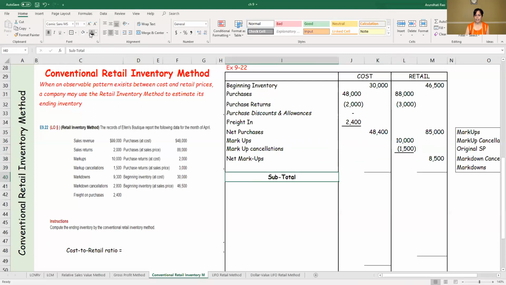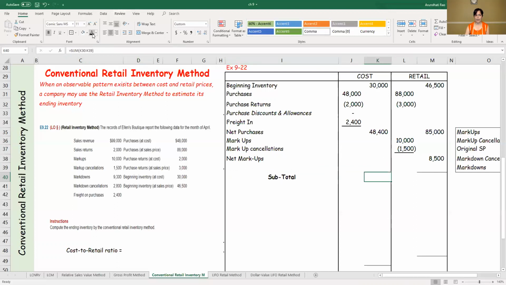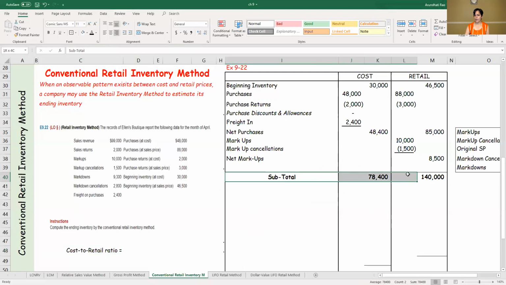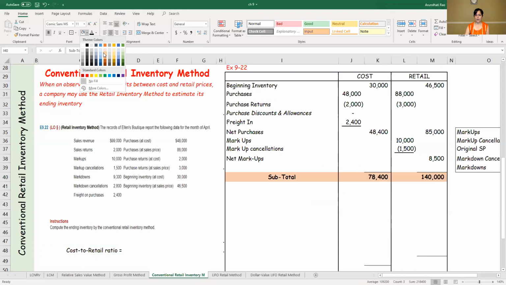I now calculate a subtotal. Subtotal is just adding up these numbers over here. And I have 78,400. And here at retail, it is $140,000. Now the cost to retail that I calculate, I'm going to highlight it over here in a color that we can see.